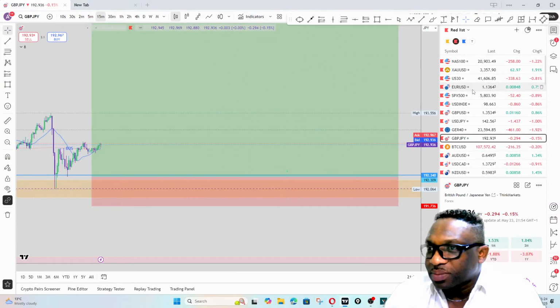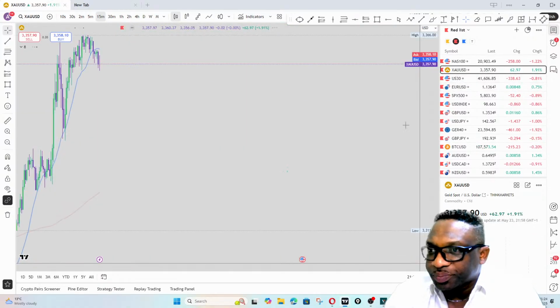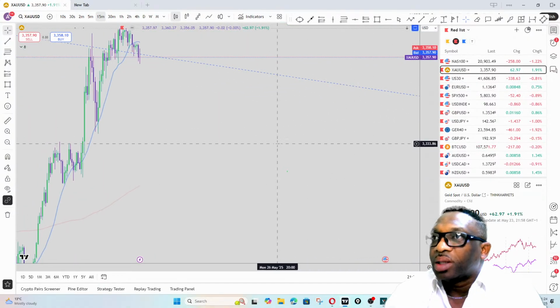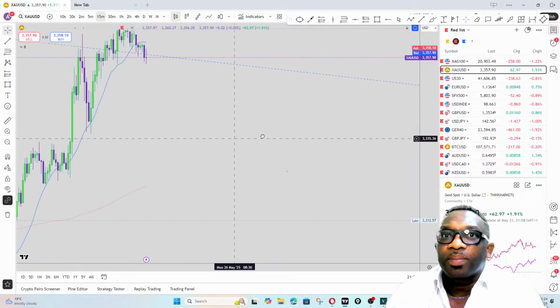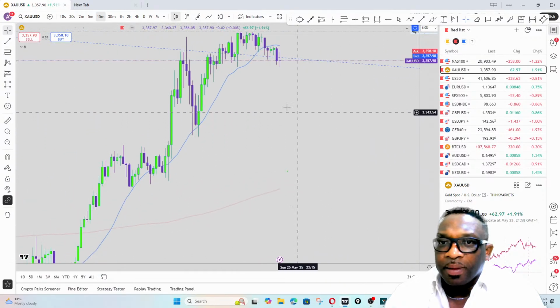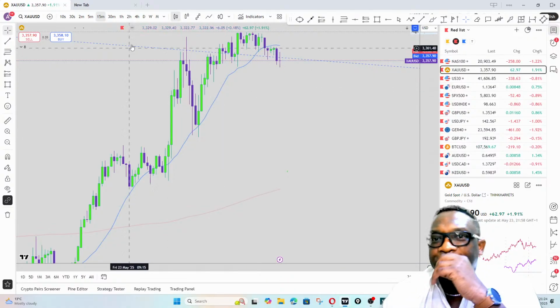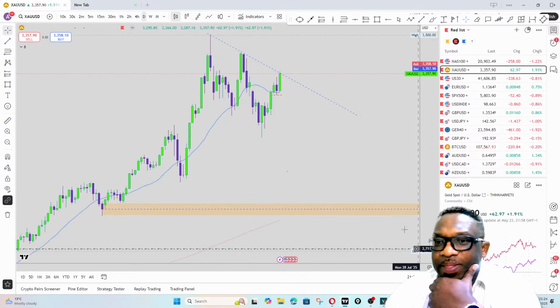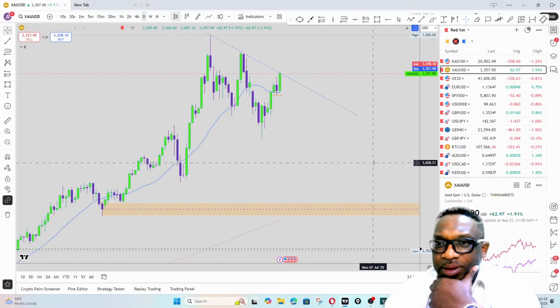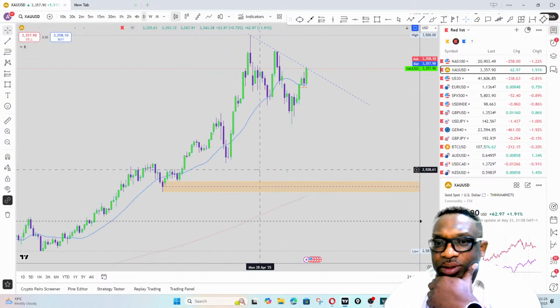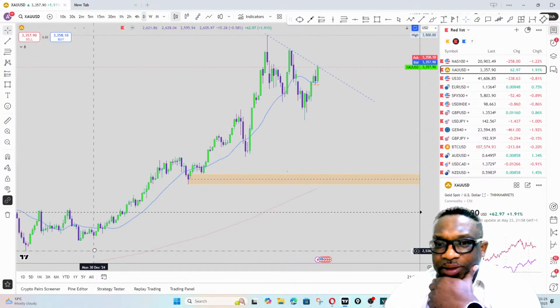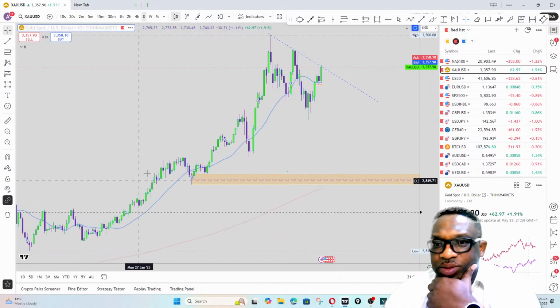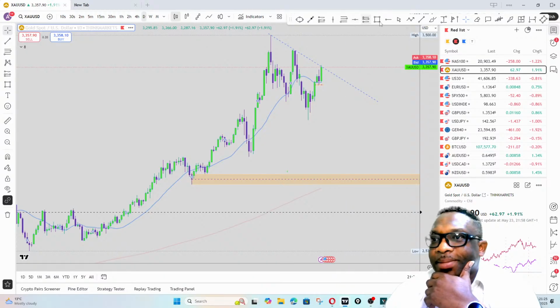So let's look at probably gold. Let's look at gold. So the same thing, we go on the higher time frame, go on the daily charts, and then we see how gold is pushing up. So if we look at it from this point on, we had a break of structure here.